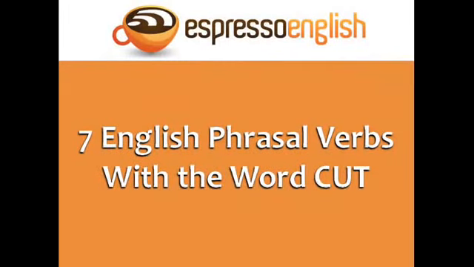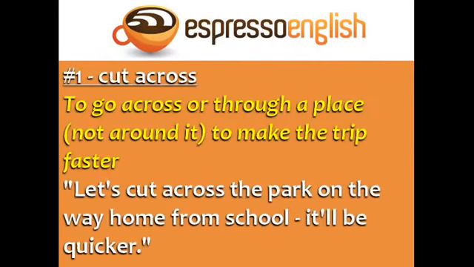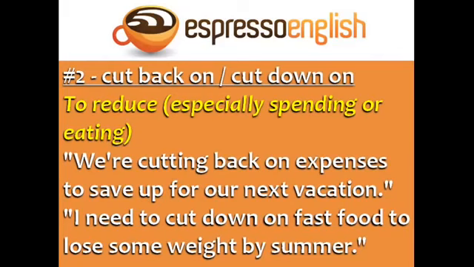7 English phrasal verbs with the word cut from espressoenglish.net. Number 1. Cut across. To go across or through a place, not around it, to make the trip faster. Let's cut across the park on the way home from school. It'll be quicker.